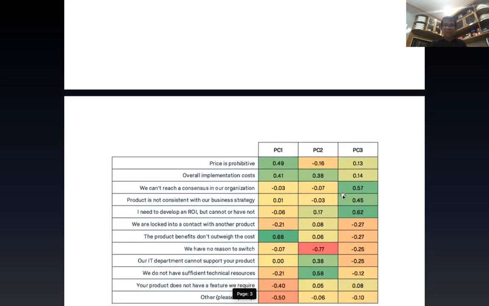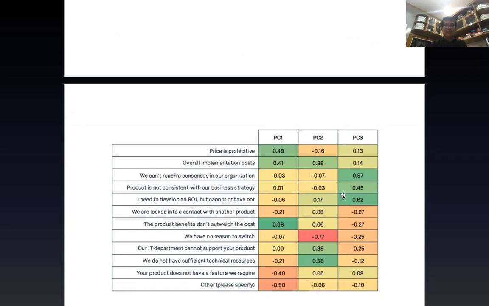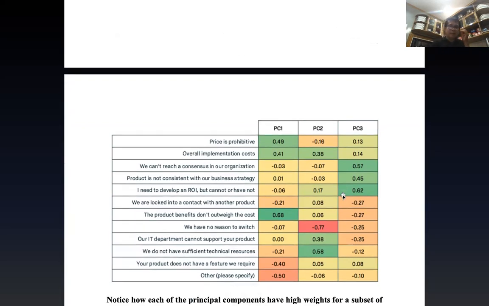So it is assumed that this set of instrument is actually being administered. The responses are loaded to a software, and this is the output from the software. So we have PC1, PC2, PC3. And we have the following questions. Price is prohibitive. Overall implementation cost. We can't reach consensus in our organization. So forth and so on up to other, please specify.